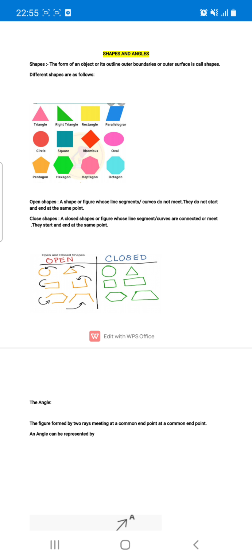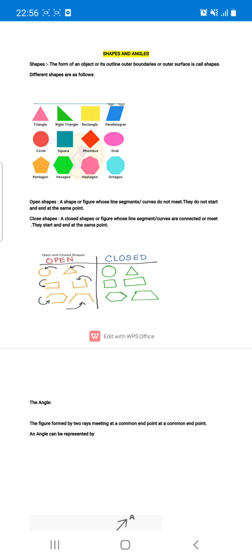Today I am going to teach you about shapes and angles. Now, you come to school, and if you want to buy a lunch box, you ask the shopkeeper about the lunch box. What are you going to say? Give us the lunch box.